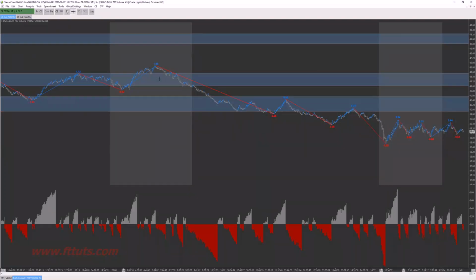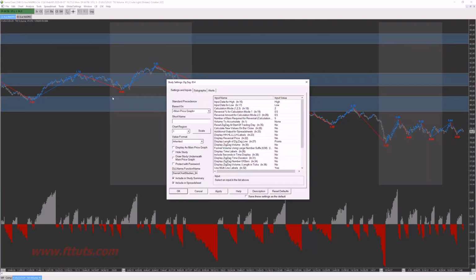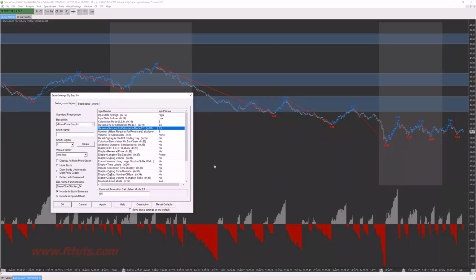So you see how it connects these points. The math here, if you want to know, is to look for price that moves at least 50 cents away from a swing low or a swing high. Okay, so that's just the minimum fluctuation. But once you've met that minimum fluctuation, I want to see a 5-bar reversal.